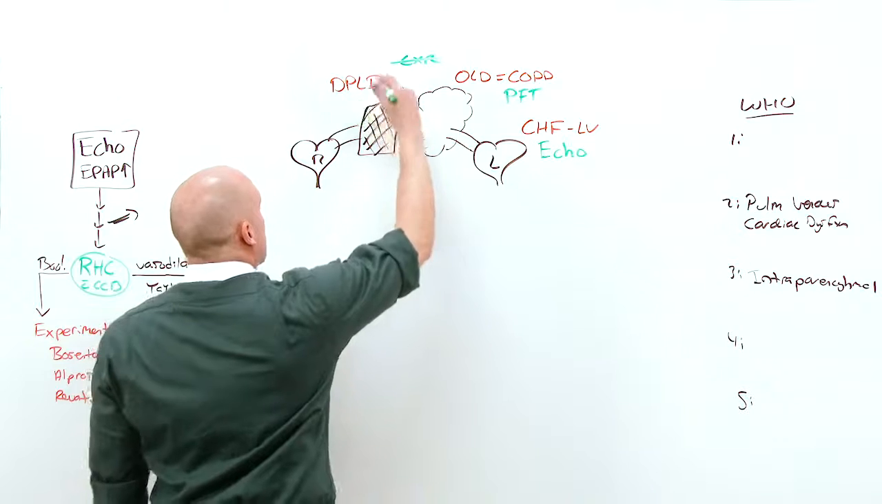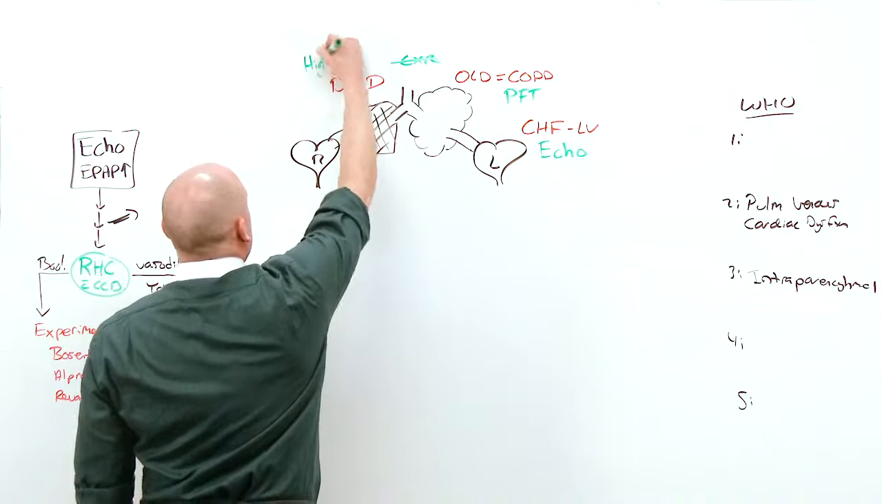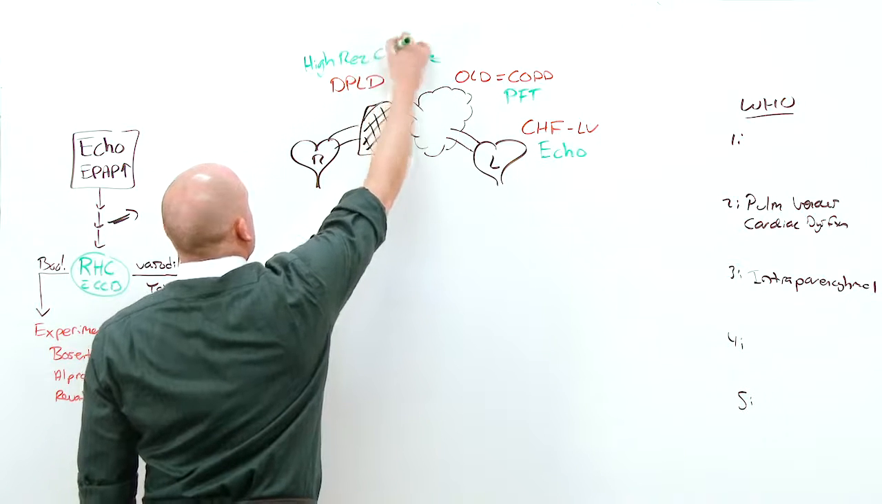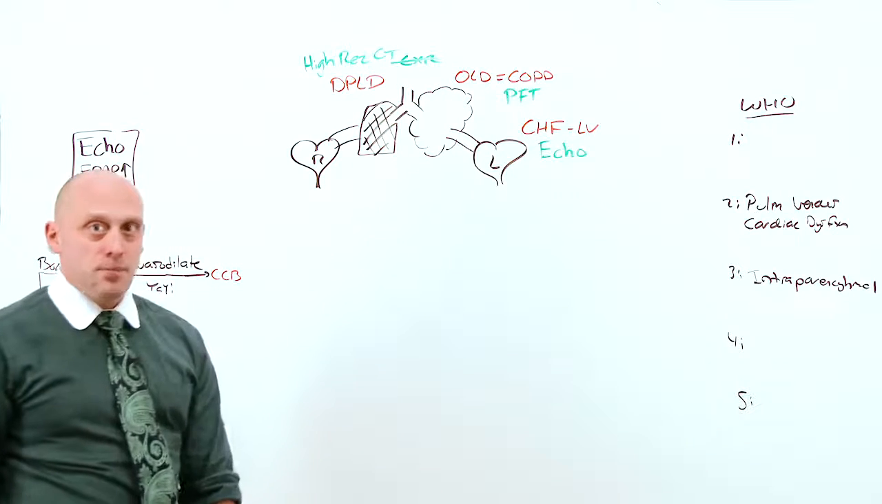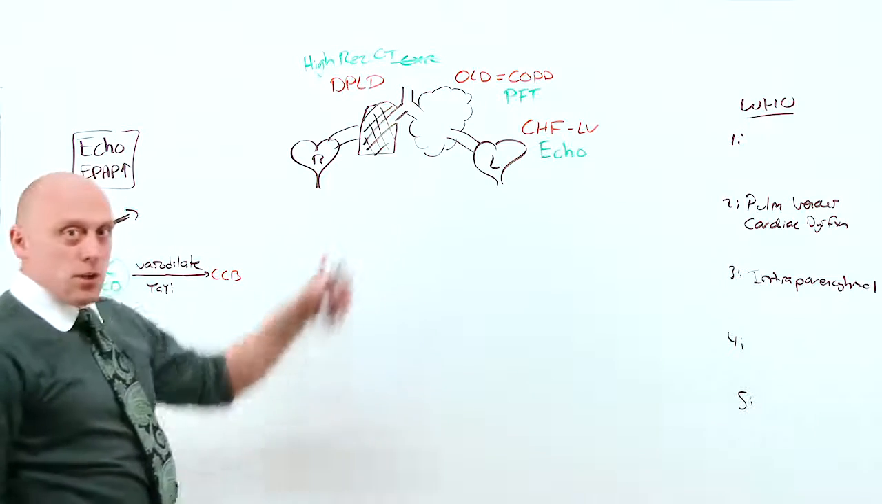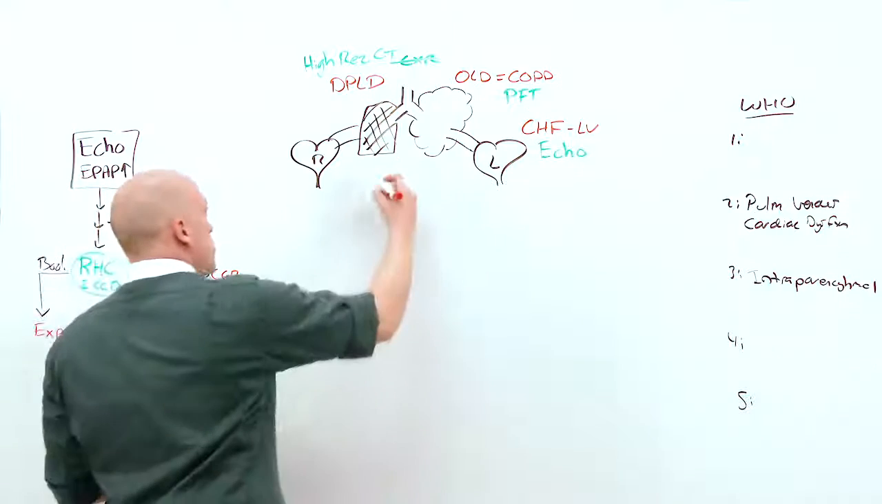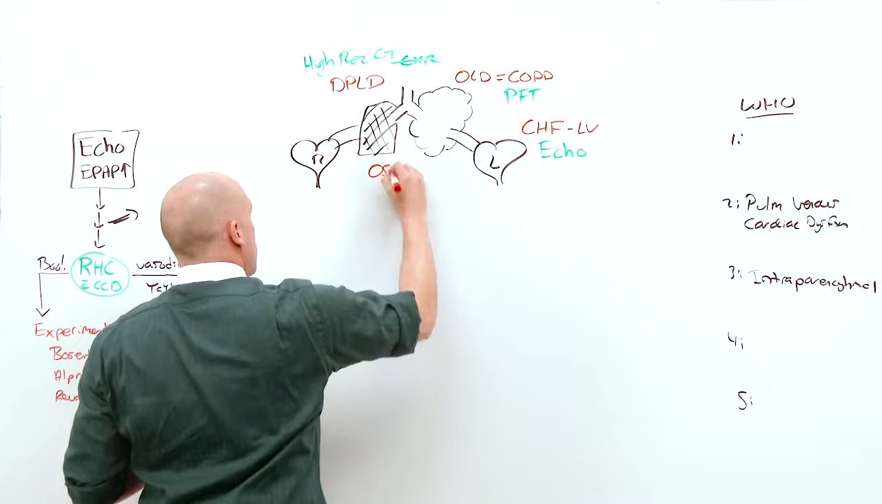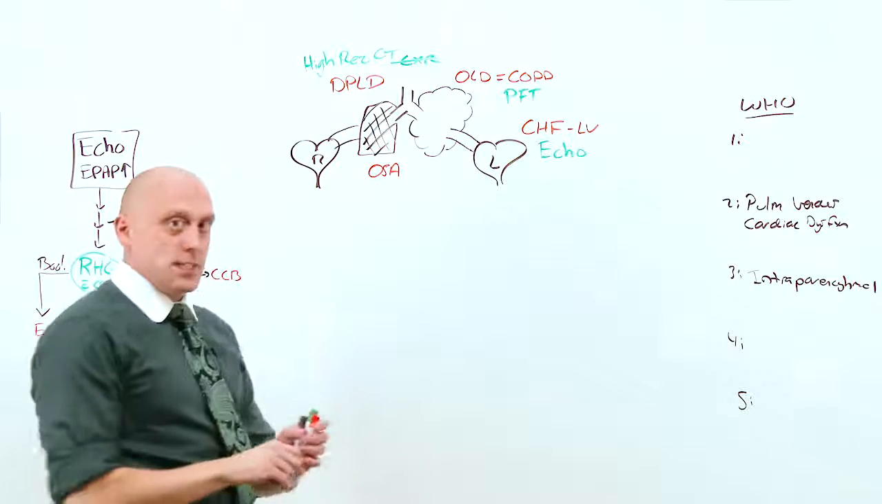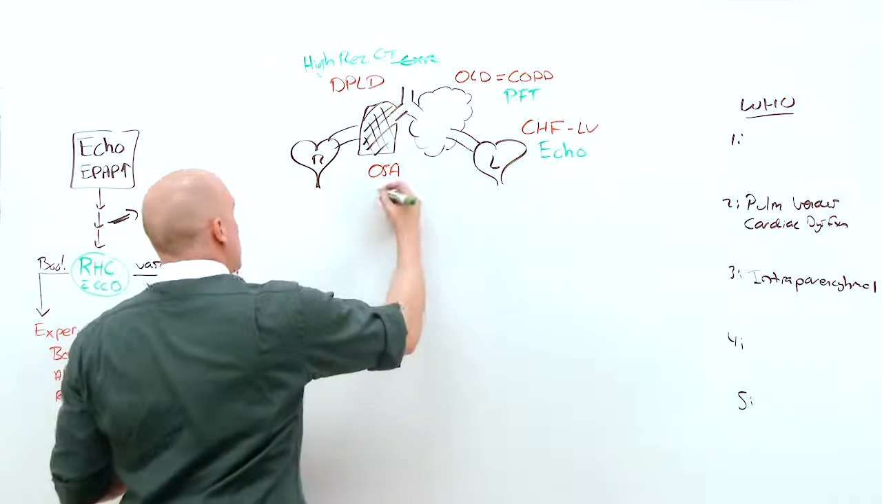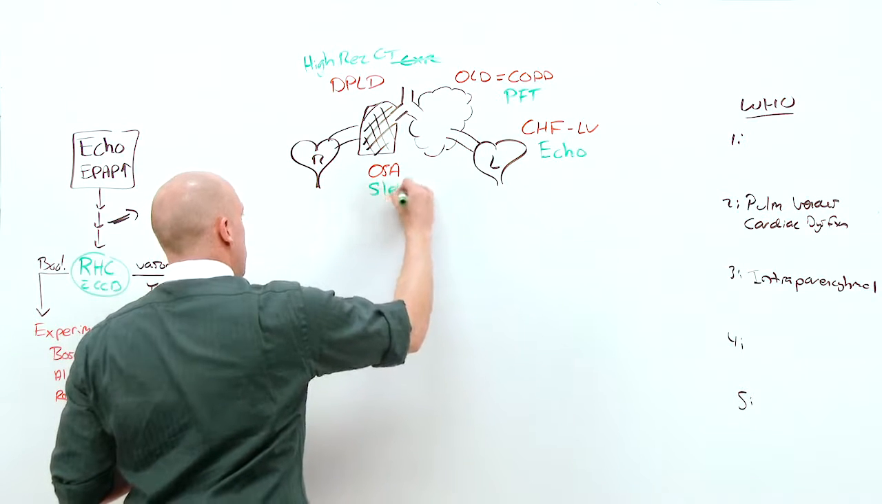To assess DPLD, you need a high-res CT. We'll talk about the difference between high-res and CT scan at the end. The other way you can get this scarred down looking lung is with obstructive sleep apnea. And we're going to see more of this as obesity rates increase. Evaluate obstructive sleep apnea with a sleep study.